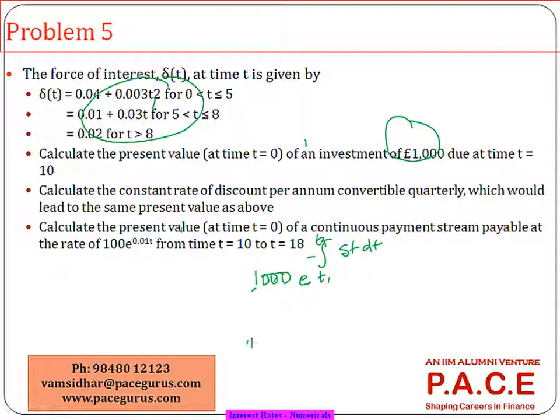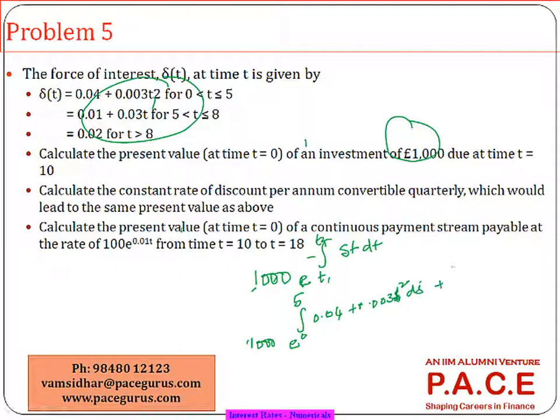Now what we are saying, because our deltas are different for different periods, we'll add up all of them, we'll integrate all of them separately. From 0 to 5, this is going to be 0.04 plus 0.003 t square, or probably we'll take it as s squared ds.